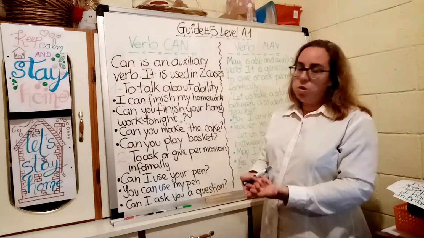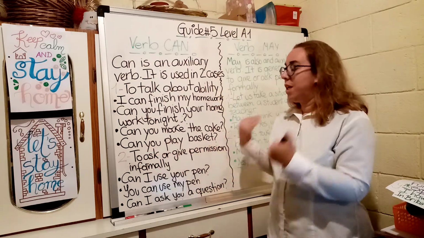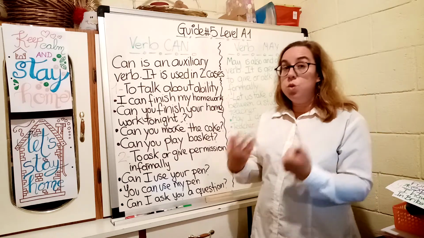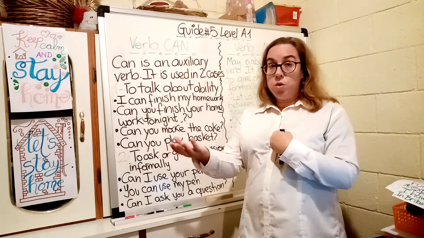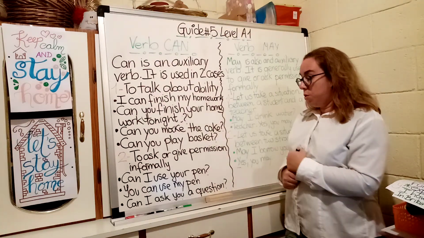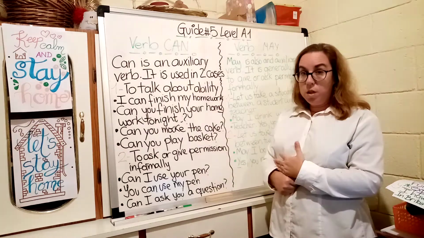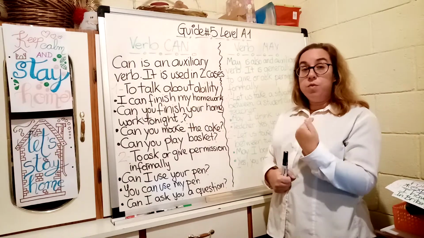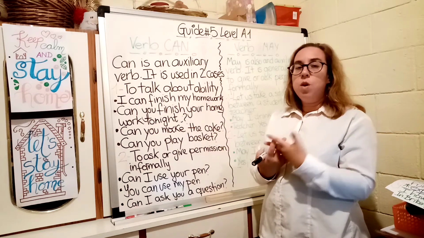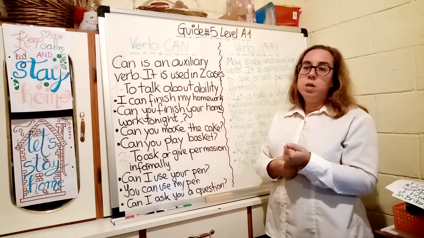Can you do snowboarding? And number 2, to ask or give permission informally, okay? To ask permission of someone that you know, that you are close to, okay? Can I use your pen? You can use my pen. Can I ask you a question? Yes, this reflects that you are closer to this person, that you have been together for a long time.